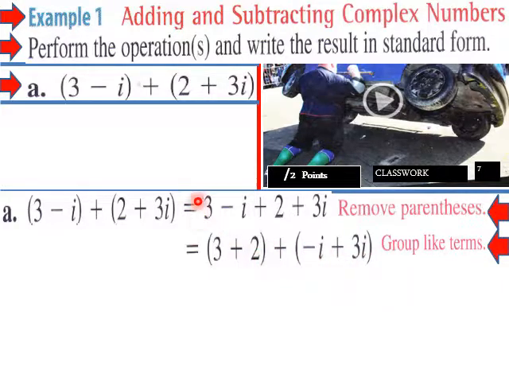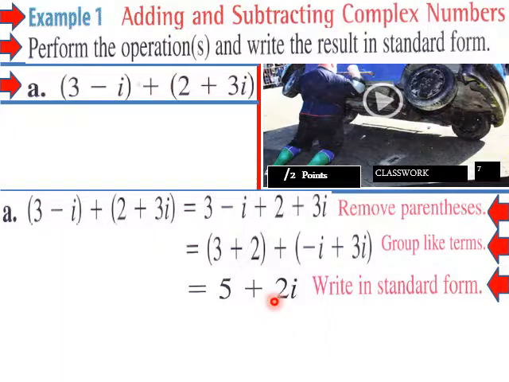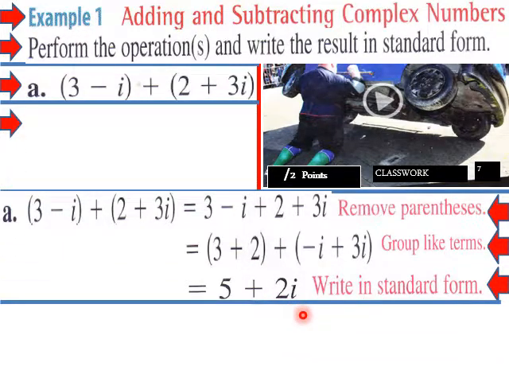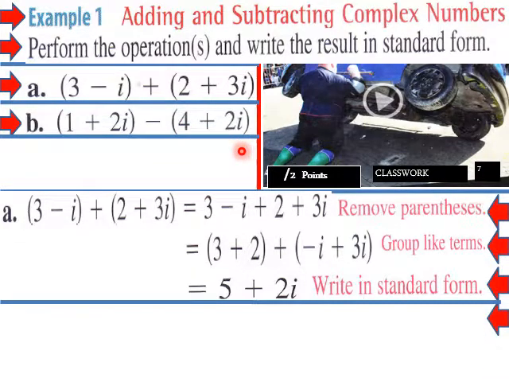Group like terms here, 3 plus 2, and then negative i and 3i. When we combine these two groups together, you have 5 plus 2i. That's written in standard form. And then b up here, 1 plus 2i minus 4 plus 2i.